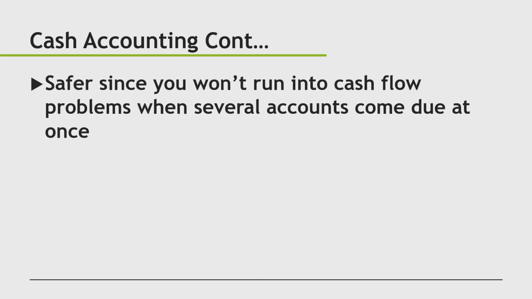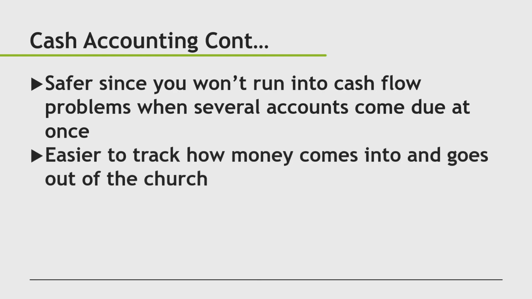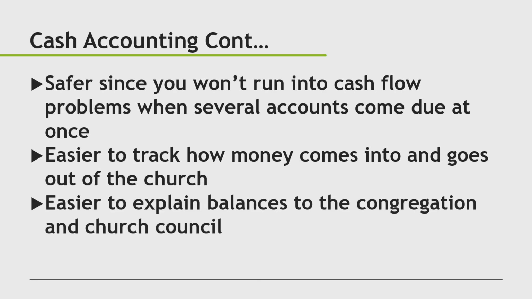So why do we operate this way? Well, it's safer. You won't run into cash flow problems when several accounts come due at once. You're only showing the money coming out of your accounts when it actually comes out, and only showing the money coming in when you actually have it. So it's easier to track how money comes and goes out of the church, and it's easier to explain balances to the congregation and church council. With cash accounting, you're really just showing what's happened in the real world when it happens.